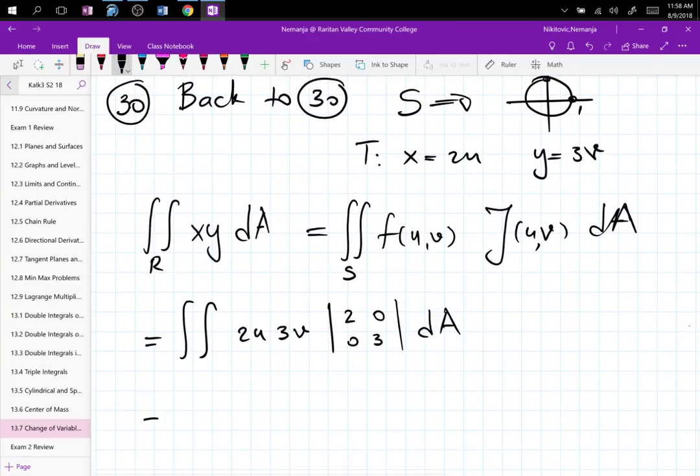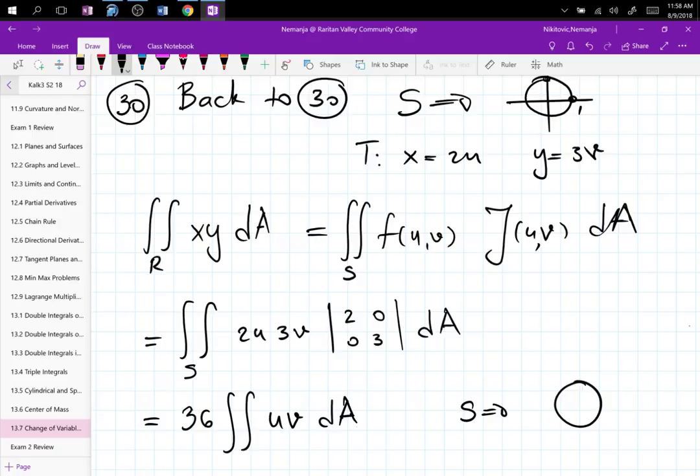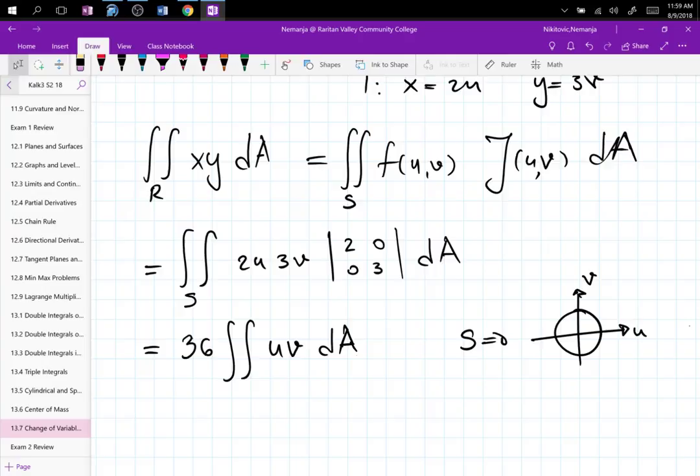So when I solve the determinant, it's 6 times 6, which is going to be 36 in front of the double integral uv dA. And S is a unit circle in uv. Are you going to do trig sub? No, you don't want to do a trig sub, right? You want to do polar. So it's a joke, right? Okay, polar it is. So that's going to be 36 integral 0 to 2 pi and 0 to 1.